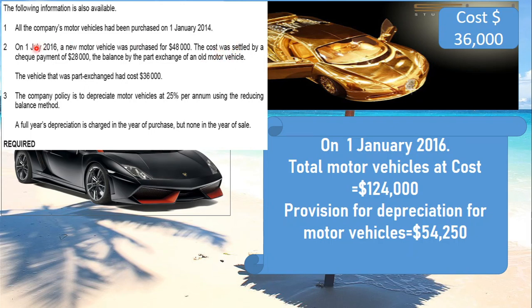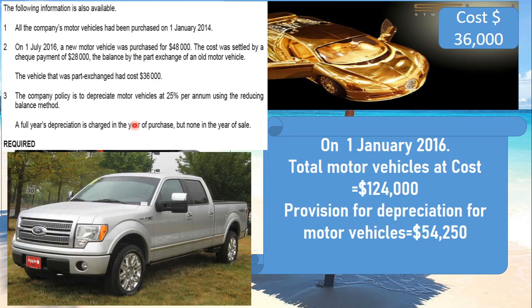Okay, let's understand this sentence. We are in the year 2016. This is the beginning of the year, and our year will end on 31 December 2016. So on July 2016, a new motor vehicle was purchased for $48,000. This is the truck that has been purchased. The price of this truck is 48,000. So how are we going to pay?